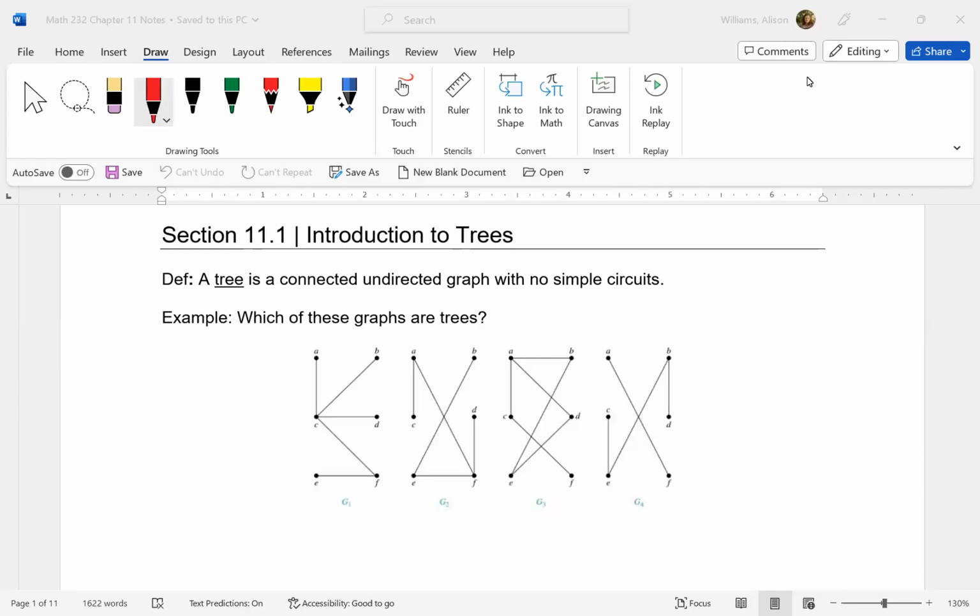In this video, we're going to do an introduction to trees. So the concept of trees has a lot of wonderful applications used in computer science. So let's do some terminology. First of all, let's define a tree.